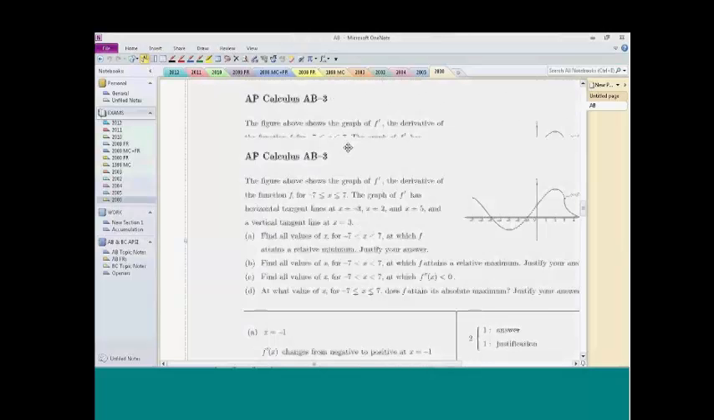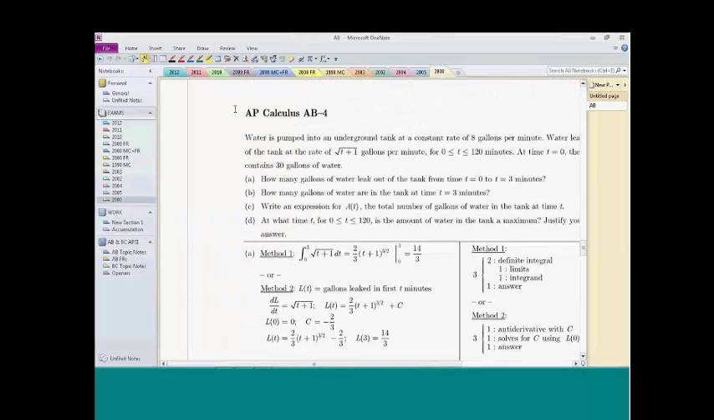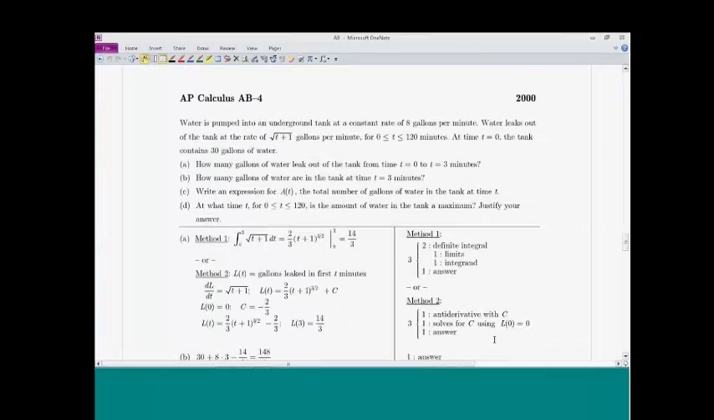But anyway, back here in 2000, another one of my favorite questions, which I'll look at in a little bit of detail. It says, water is being pumped into an underground tank at a constant rate of 8 gallons per minute. Water leaks out of the tank at a rate of radical T plus 1 gallons per minute for 0 to 120 minutes for T. At time T equals 0, the tank contains 30 gallons of water.